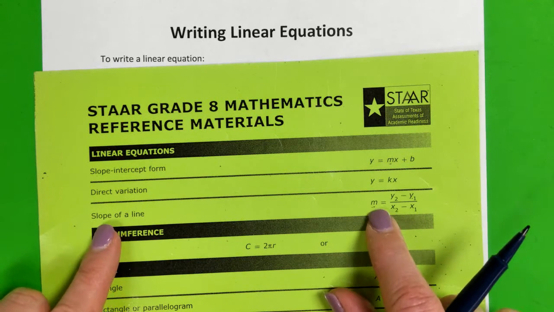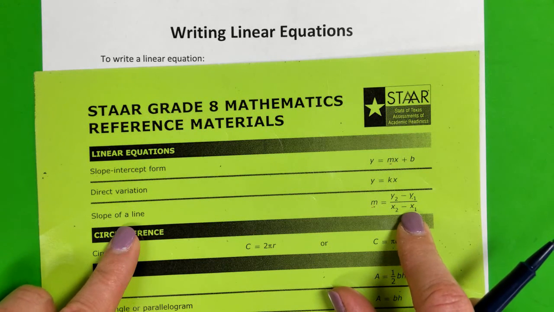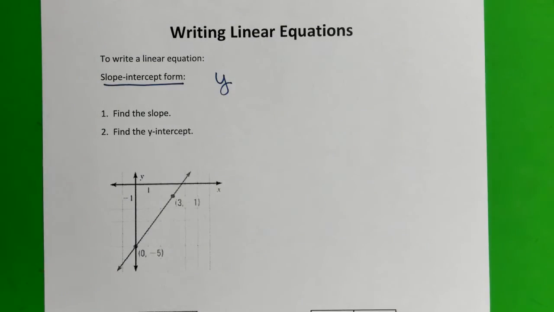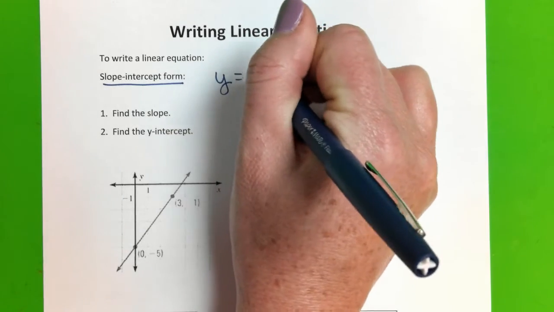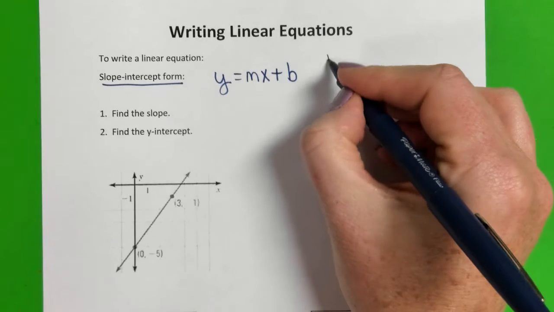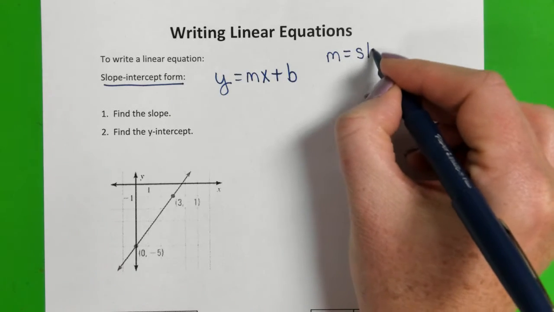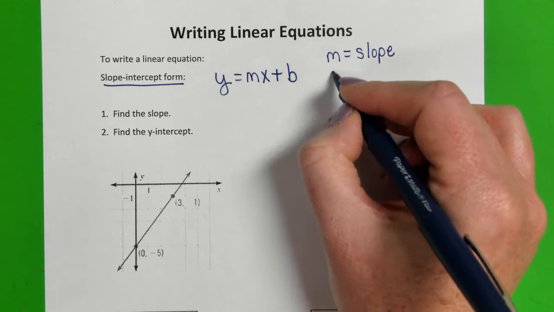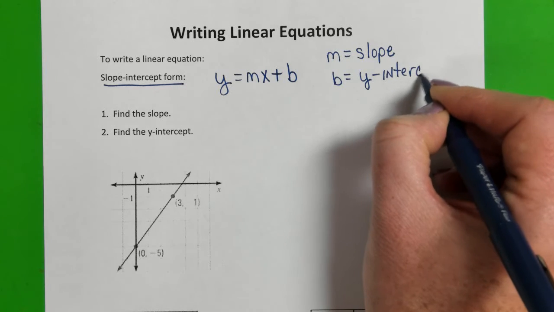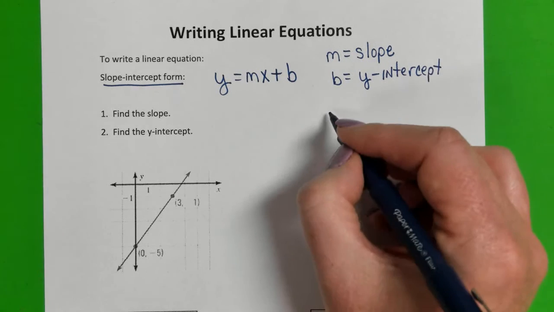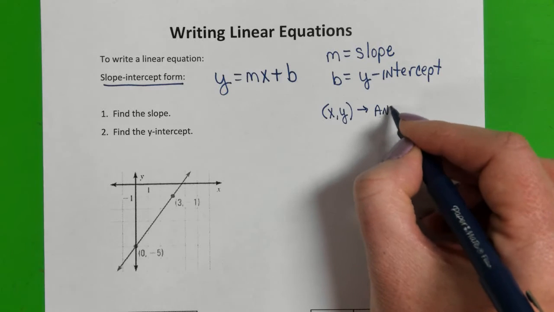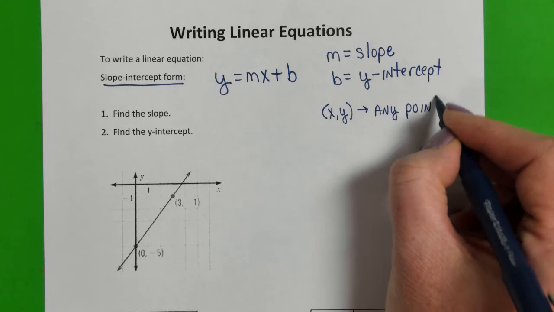I want to remind you that the slope formula is also on your formula chart and the formula for direct variation. Okay? So the slope-intercept form is y equals mx plus b. And let's remind ourselves what everything stands for. M represents the slope of the graph. B represents the y-intercept. Okay? And x and y represent any point on the graph.